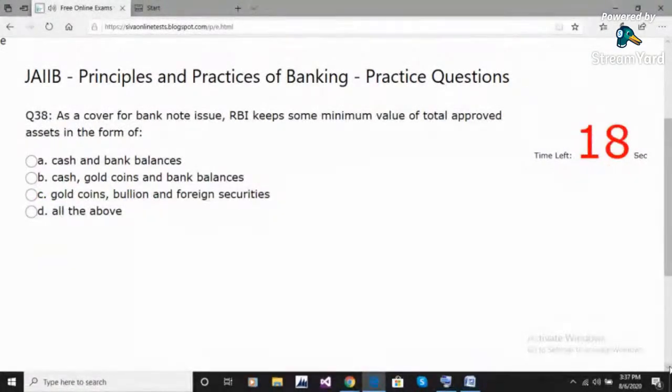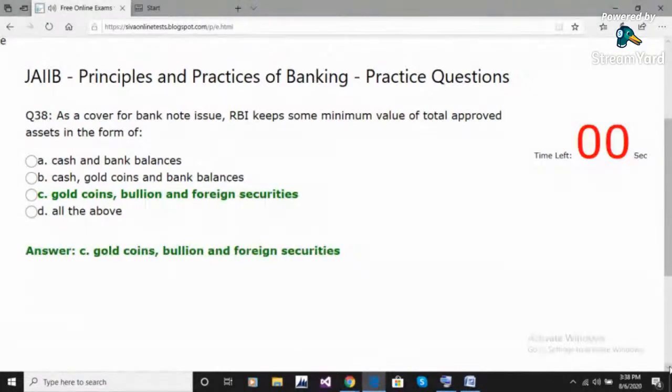Question 38. As a cover for bank note issue, RBI keeps some minimum value of total approved assets in the form of. Option A. Cash and bank balances. Option B. Cash, gold coins and bank balances. Option C. Gold coins, bullion and foreign securities. Option D. All the above. Answer C. Gold coins, bullion and foreign securities.